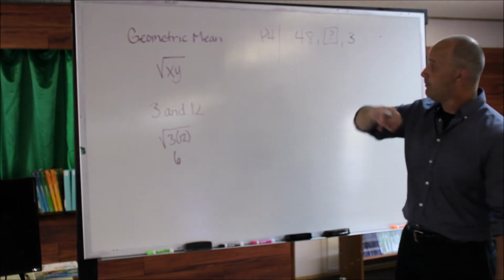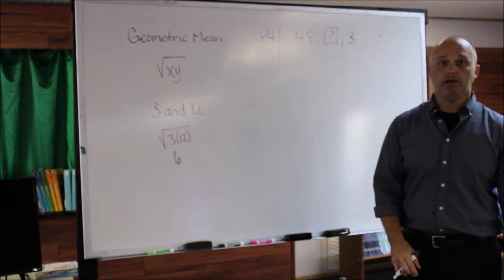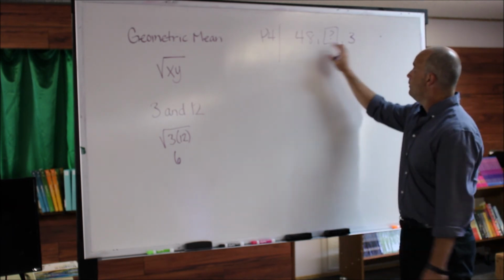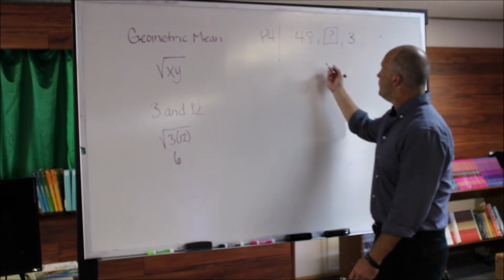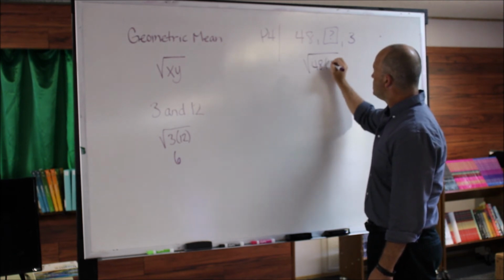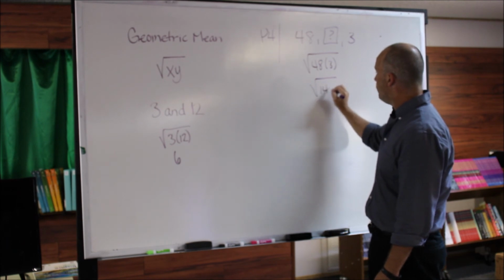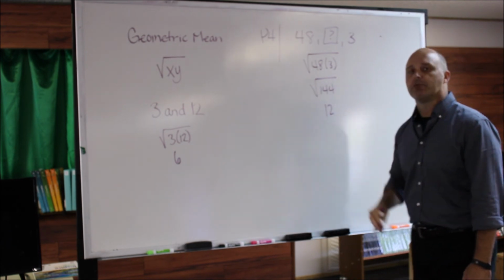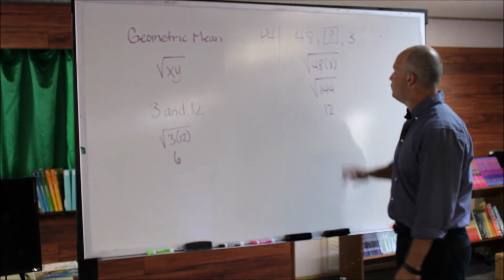So when we go over to problem number 48, we're asked to find what is the geometric mean of 48 and 3, or what is the missing value between 48 and 3 if this is a geometric sequence. So all we're going to do is go square root of 48 times 3. 48 times 3 is the square root of 144, and so you get plus or minus 12, but since we're only looking for a positive solution here, we're going to get just 12.